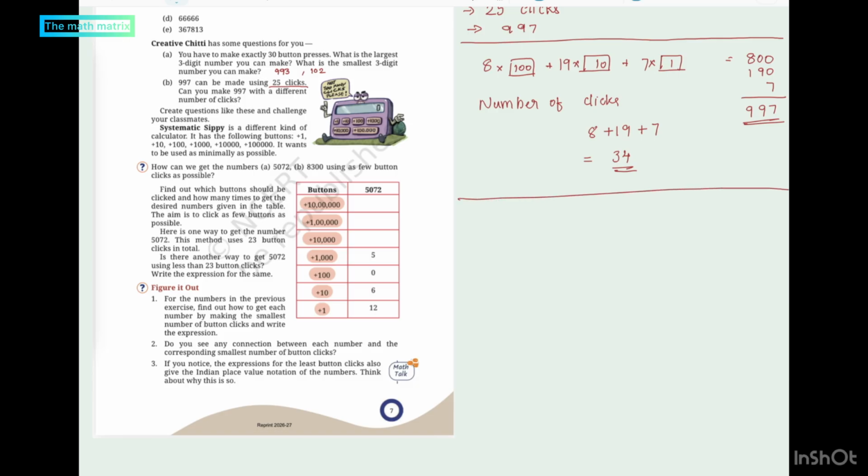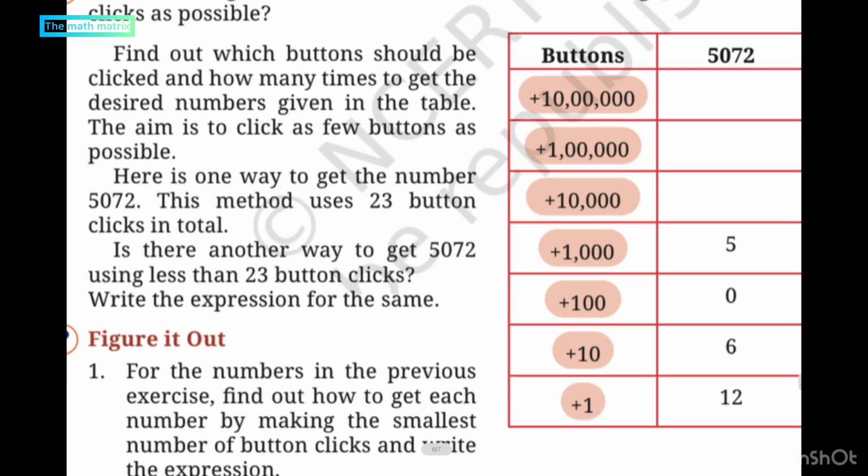Systematic CP is a different kind of calculator. It has the following buttons: plus 1, plus 10, plus 100, plus 1000, and 10,000, 1 lakh. It wants to be used as minimally as possible. So here is one way to get the number 5072. This method uses 23 button clicks in total. Is there another way to get 5072 using less than 23 button clicks? Write the expression for the same.